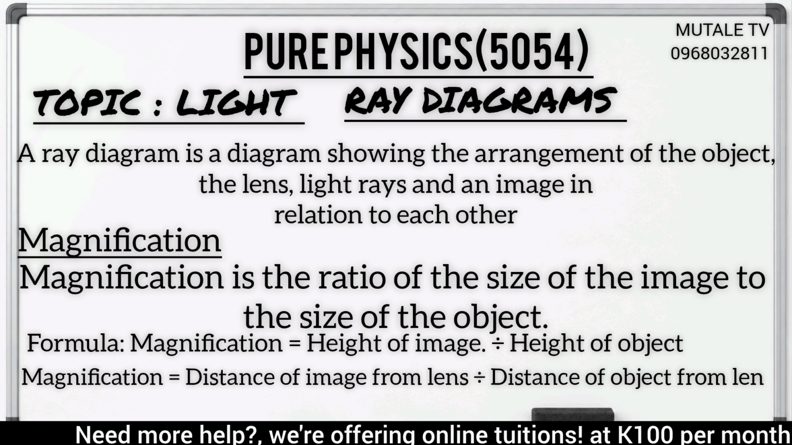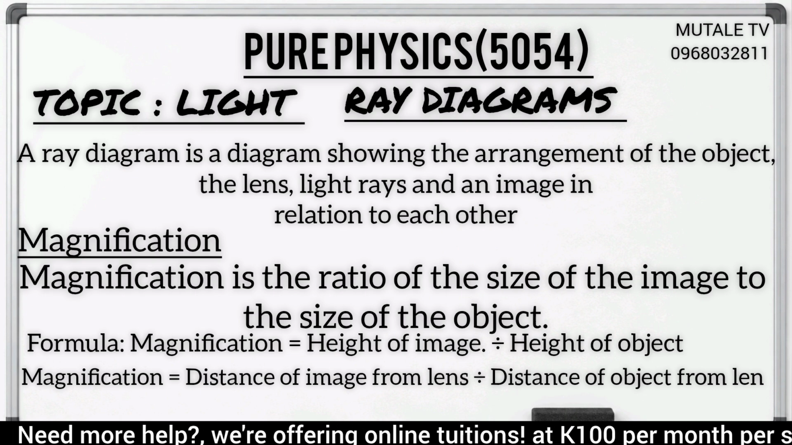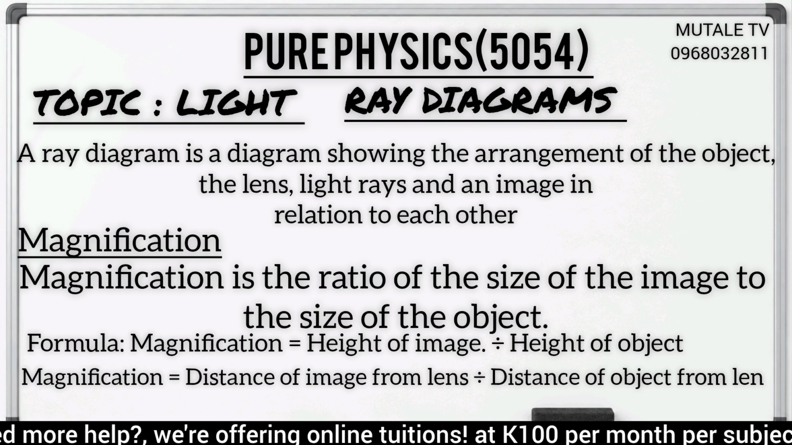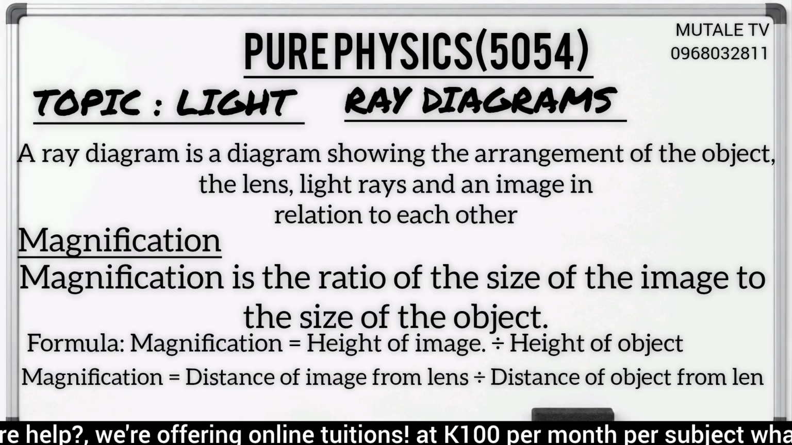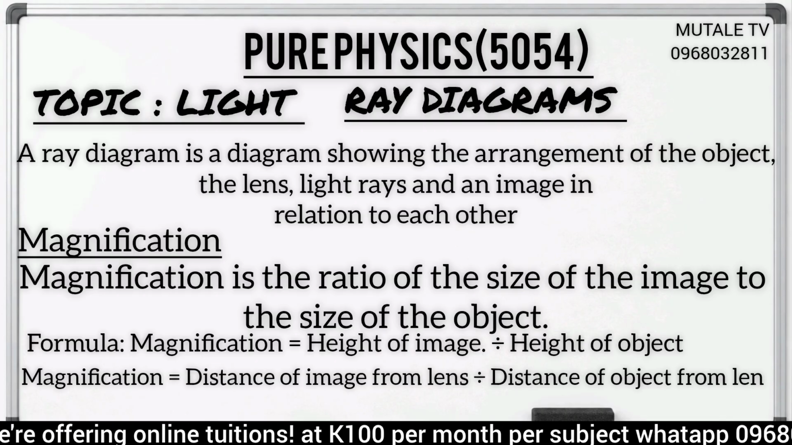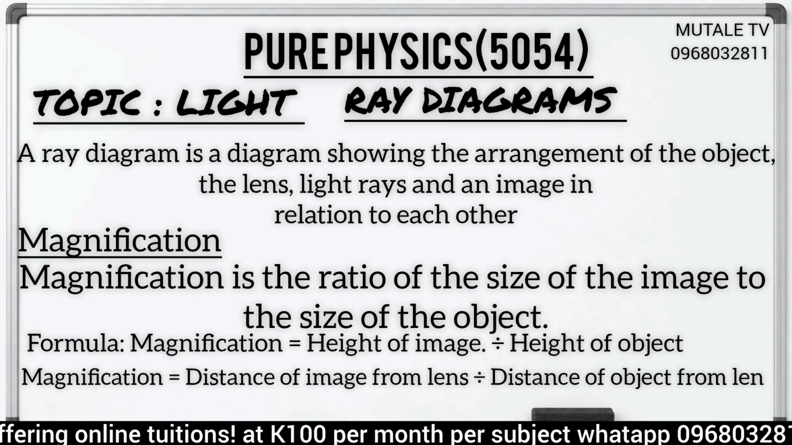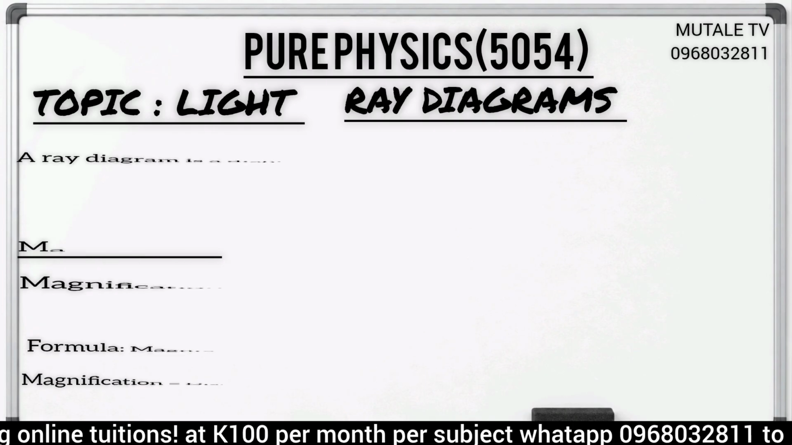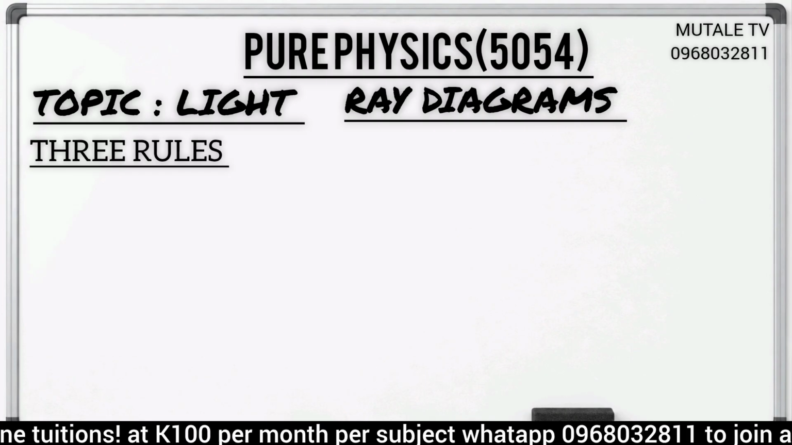When magnification equals 1, the image and the object are the same size. When it is greater than 1, the image is larger than the object. And when it is less than 1, the image is smaller than the object. So when drawing a ray diagram through a lens, there are 3 simple rules you need to remember.